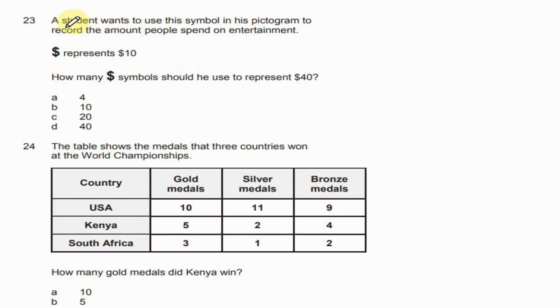So here we're at question 23. A student wants to use this symbol in his pictogram to record the amount people spend on entertainment. This is a dollar sign right here, which represents $10. How many dollar sign symbols should he use to represent $40? If each dollar sign represents $10, then 4 signs will be equivalent to $40, which means our answer here would be option A.